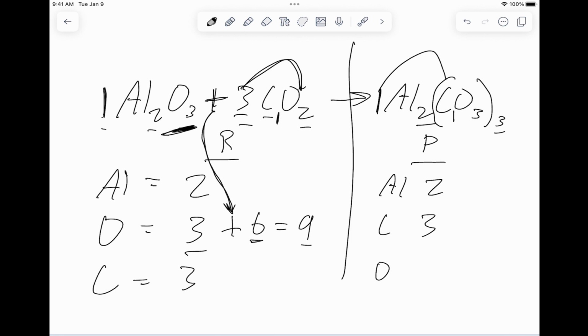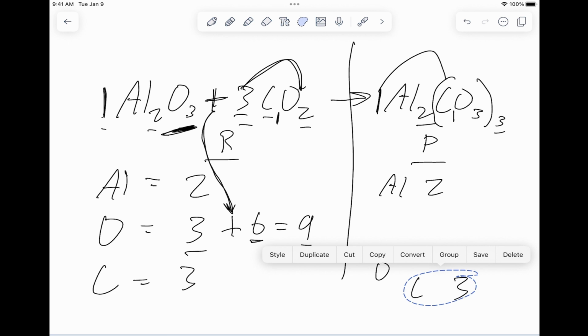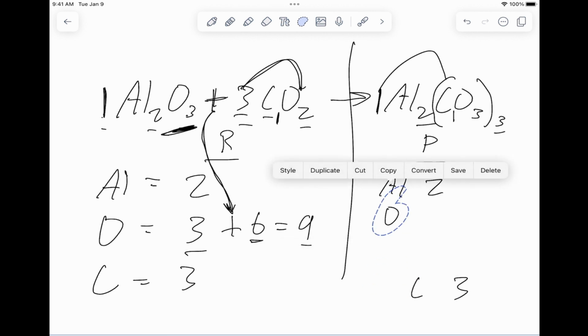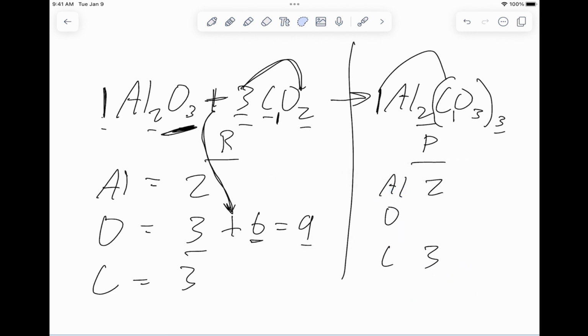And I'm going to switch this because I don't like how I did that. I'm going to move you down. I'm going to move you up. I like to leave them in line. That helps me out. So I have my 3 carbons and my 3 carbons. My oxygen, I have 1 times 3 times 3 for a total of 9 again. All right? You can see how they work themselves out in this.